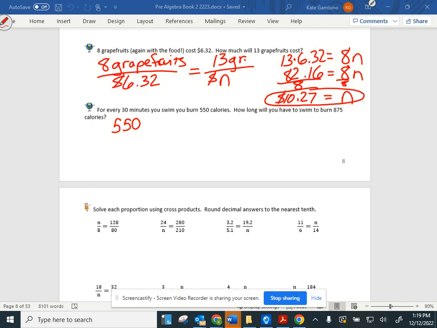Say it louder. So when you say and 30, what does that mean? Put it as the ratio. 550 calories to 30 minutes. So I know that 30 minutes goes down below. So 550 calories for every 30 minutes. So 550 over 30 minutes. What does that equal?